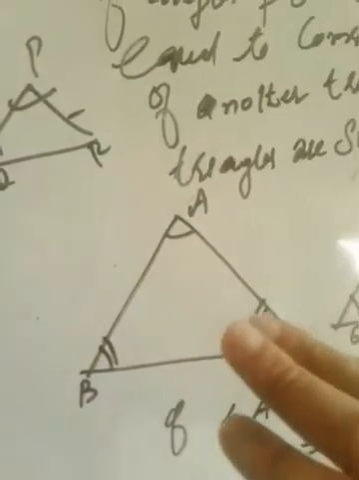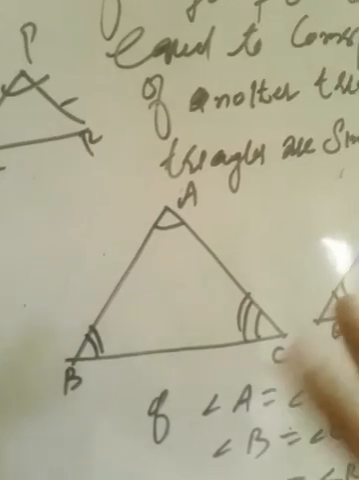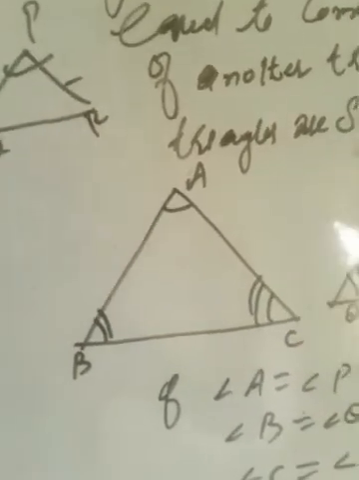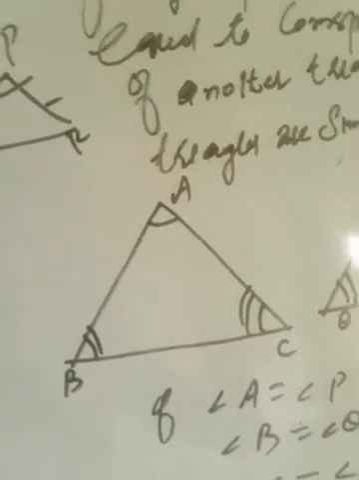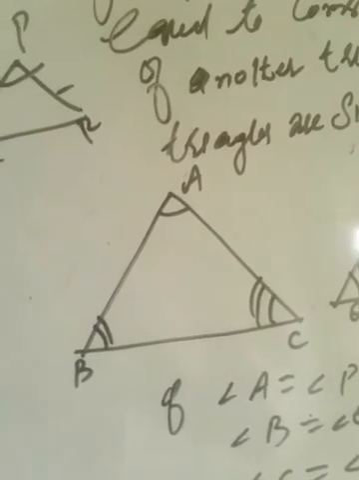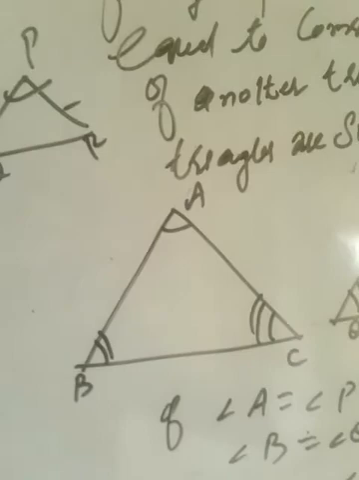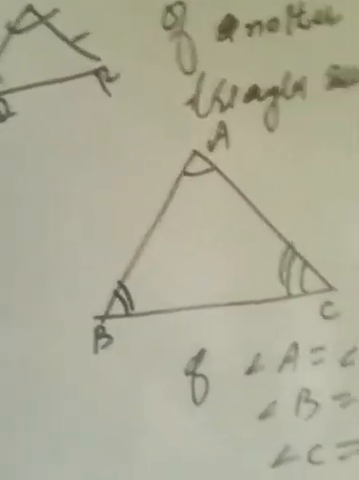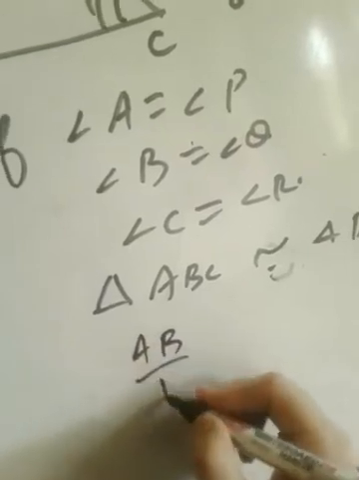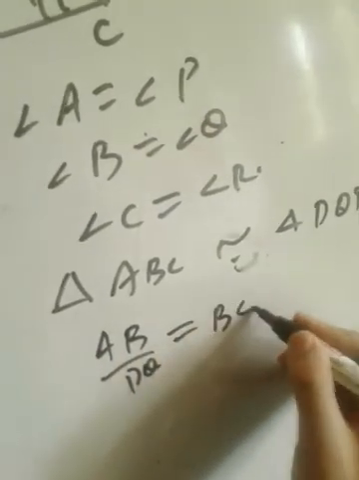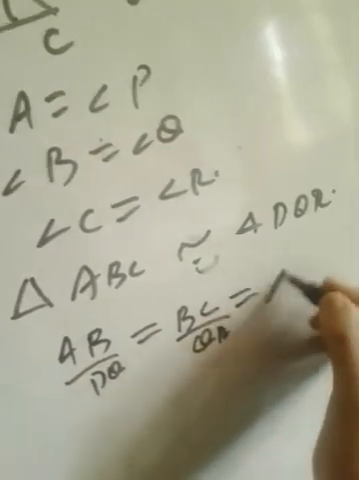Angles are equal by what is already given, but I am telling you that suppose you are simply given that two triangles are similar. What does this mean? Each corresponding angle is equal and corresponding sides are proportional. That means AB by PQ equals BC by QR equals AC by PR.